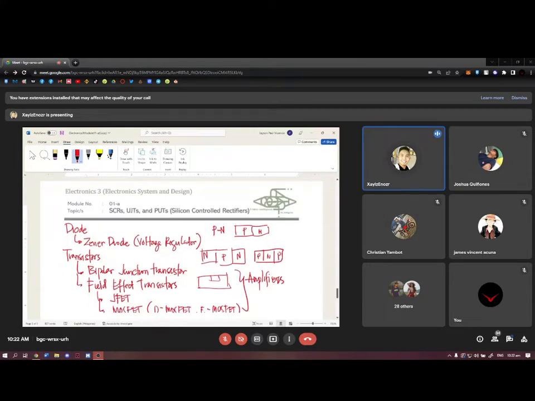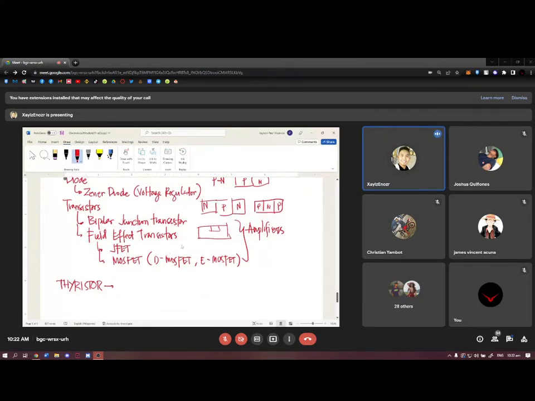Dito lang sa thyristor, ang pagkakaiba niya sa diode and transistor, thyristor is a 4-layer semiconductor device. So meron siyang 4 layers. So meron siyang alternating N-type and P-type material. N, P, N, P. So meron siyang 4 layers na may alternating P-type and N-type material.